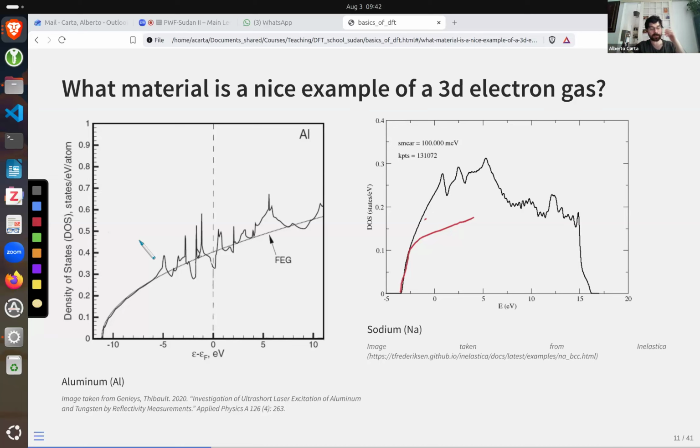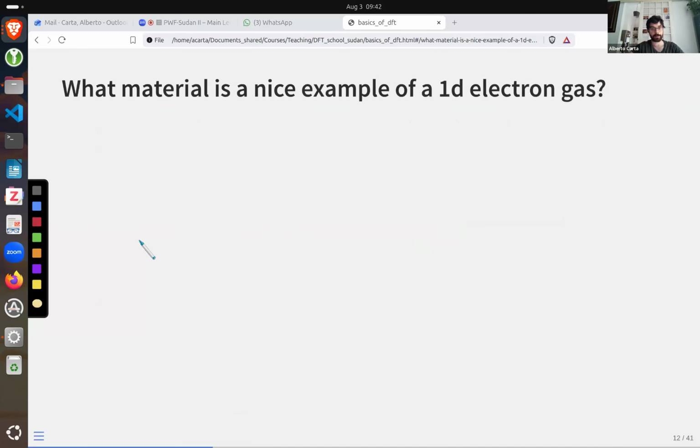But we will see that slowly we will start to add complications and then really see how the complexity of material can emerge. So another example that I would like to ask the class is what materials are a nice example of a 1D electron gas.